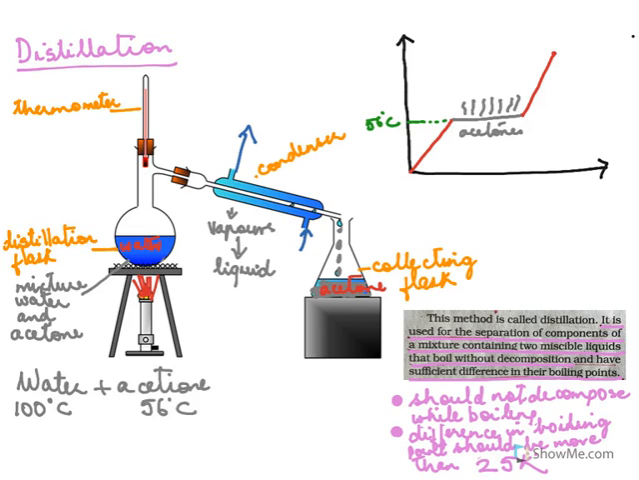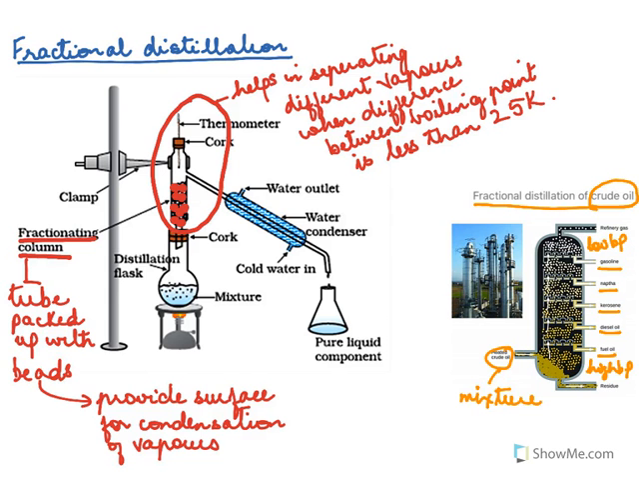So just to summarize, we learnt distillation, and when did we use distillation? When two components of a mixture had different boiling points. That's when we use distillation. And when did we use fractional distillation? When the components of the mixture had a very small difference in boiling point, less than 25 K. That's when we use fractional distillation. And for that, there was an addition of this fractionating column.